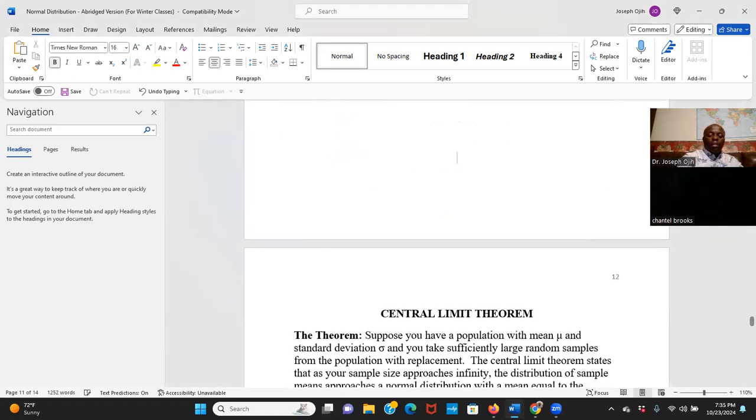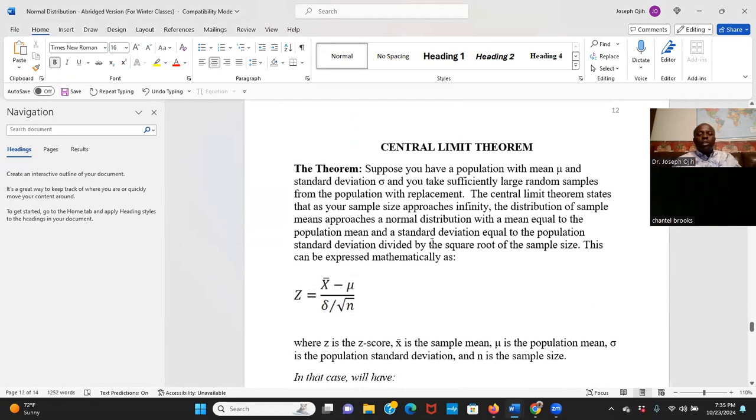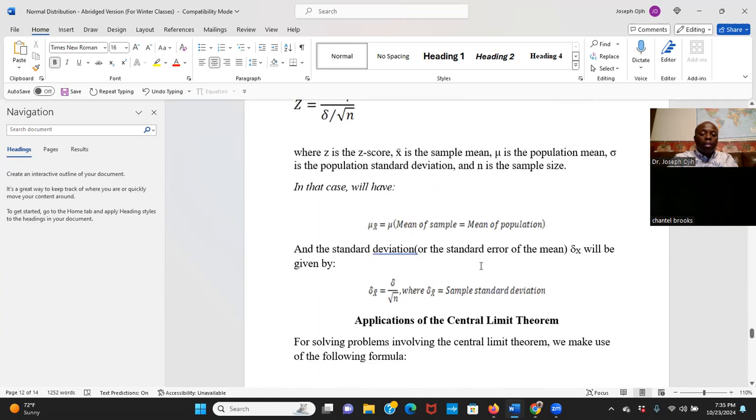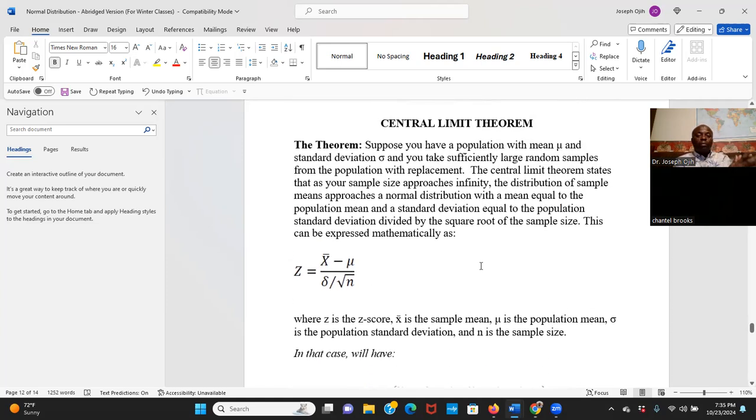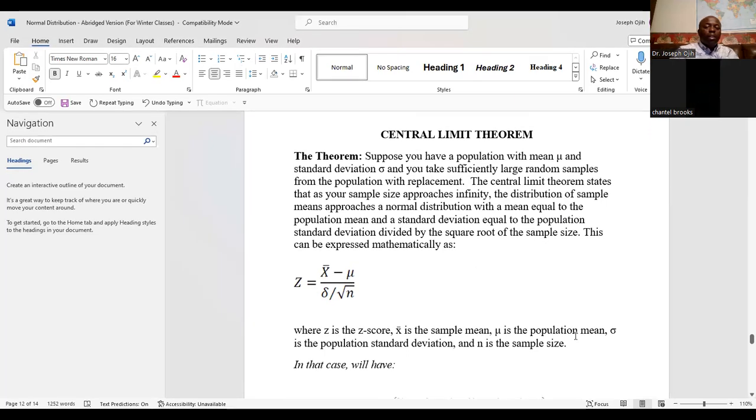Now, let's round up with what we call the central limit theorem. It says that if you have a large population with a mean mu and a standard deviation sigma, and you take sufficiently large random samples from that population with replacement, then as the sample size increases and approaches infinity, the distribution of the sample mean approaches a normal distribution.